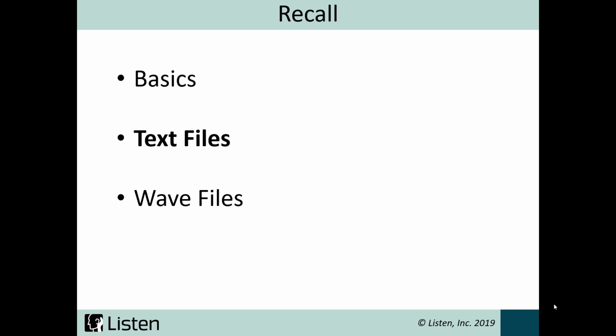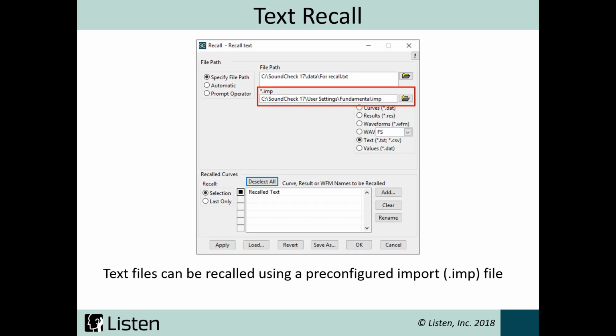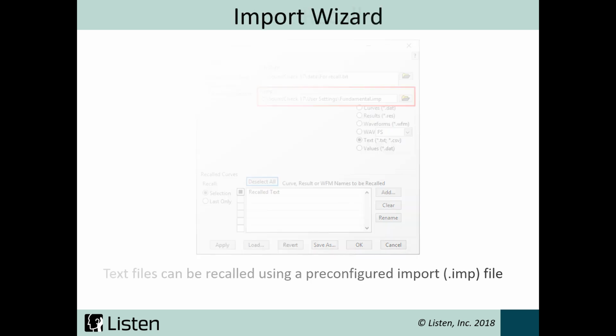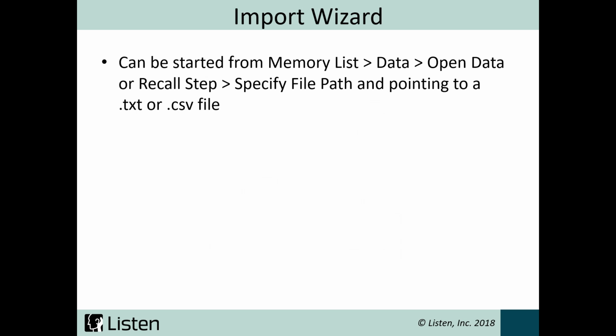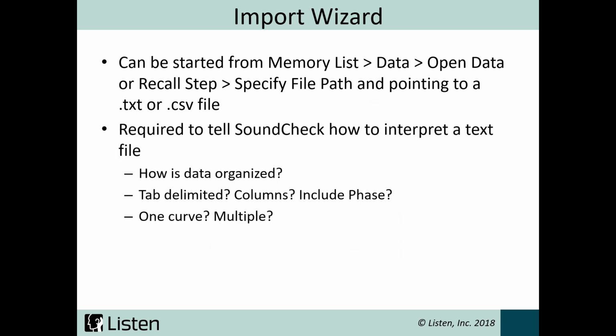In this video, we'll go over recalling text files. When selecting a text file for recall in SoundCheck, it's also required to use a .imp file. This is a pre-configured import file that will tell SoundCheck how to interpret the text file. We can create an IMP file by running the import wizard. This is required to tell SoundCheck how to interpret the data.